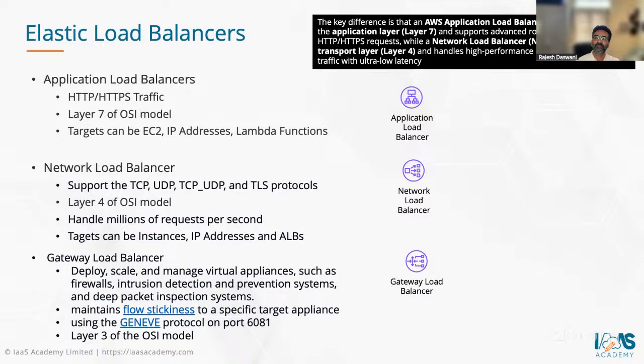So the key difference is that the ALB operates at layer 7 and supports advanced routing based on things like HTTP and HTTPS requests, while the NLB, network load balancer, operates at the transport layer and handles high-performance routing for TCP and UDP traffic with ultra-low latency. Watch out for the terminology and the wordings in the exam question. You'll be able to select between the application load balancer and the network load balancer. For the gateway load balancer, watch out for things like virtual appliances, Geneve protocol, that kind of thing. And then you'll be able to select the gateway load balancer for that particular use case.